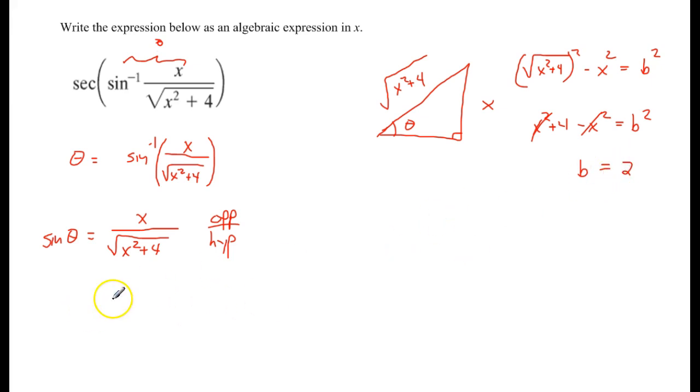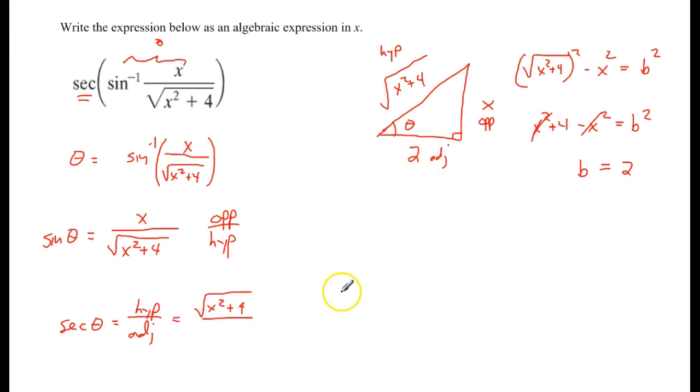Since b equals 2, we know we have this. Now this is opposite. The 2 is the adjacent. The square root of x squared plus 4 is the hypotenuse. And we want secant. Secant is the reciprocal of cosine. So that's hypotenuse over adjacent. Again, the hypotenuse is this expression. The adjacent side is 2. So there's our secant.